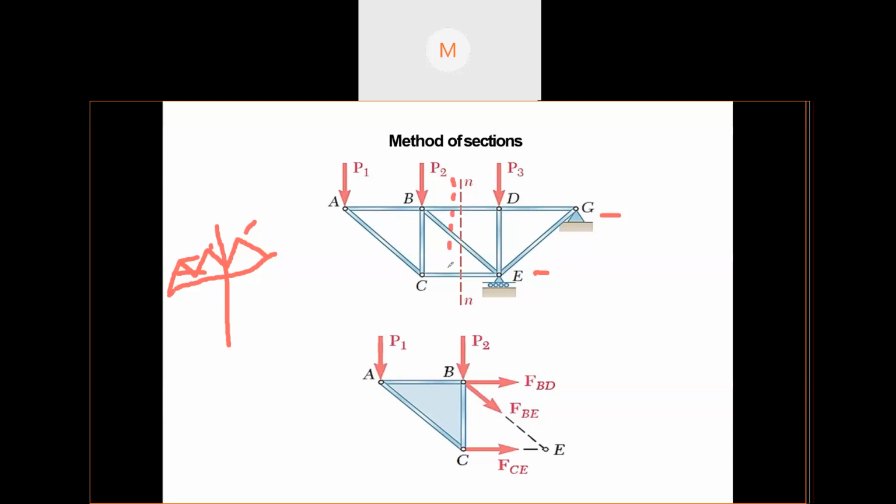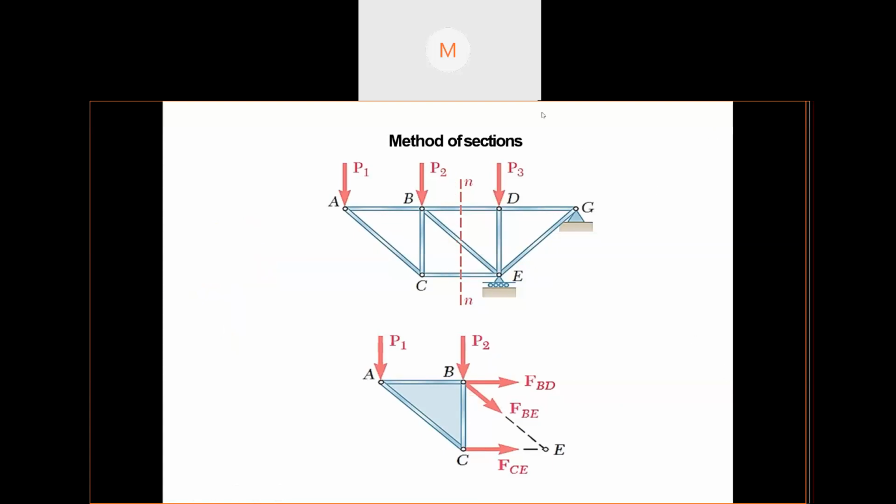Now here, if you see, if you put this thing like this, what will happen? You can cut this part out, then you will find that there is one reaction here, then this one is giving one reaction for this member, for this member, and for this member. So you have only three unknown reactions, so you can find out these forces, and eventually you can analyze the whole truss.